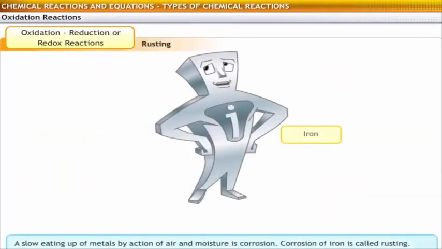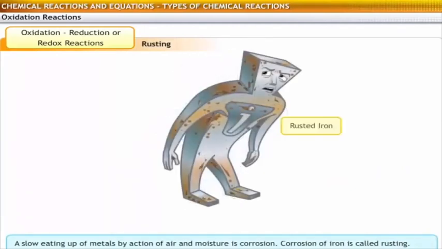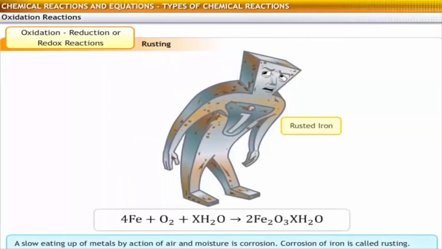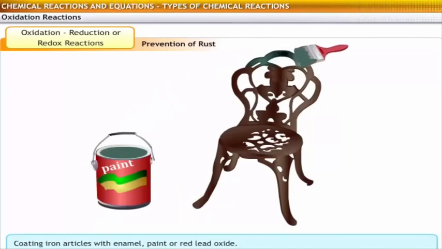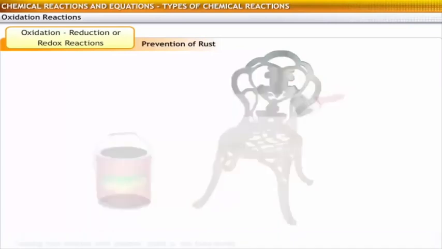When an article made of iron is exposed to moist air for a long time, it turns reddish brown due to rusting. Here, iron is oxidized to form iron oxide. Chemically, rust is known as hydrated ferric oxide. Rusting of an iron article can be prevented by coating the surface with enamel, paint, or red lead oxide.